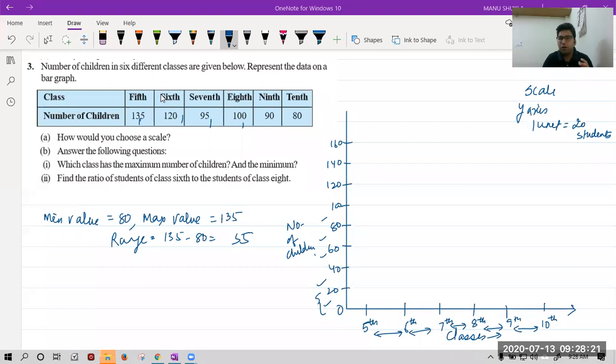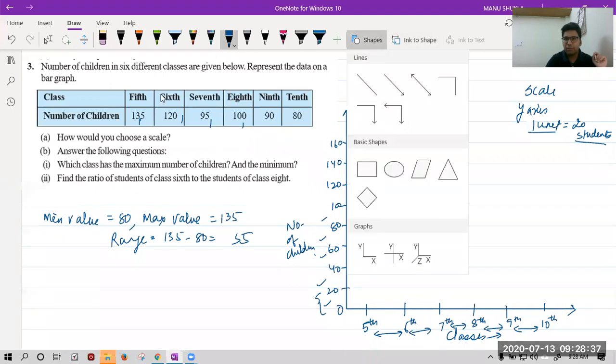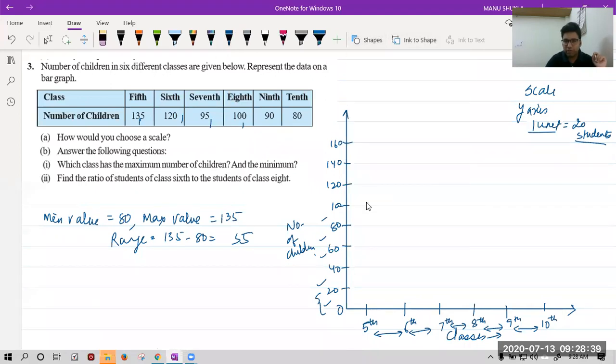Now, I have taken a scale of 20. So on y-axis, 1 unit is equivalent to 20 students. Now, first is saying there are 135 students in class 5th. So I will take a bar. In class 5th, there are 135. So it will be more than 120 and less than 140, somewhere here. 130 is middle. 135 will be a little more than that, somewhere here.